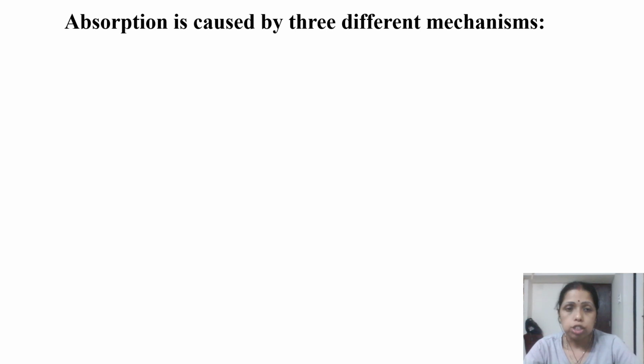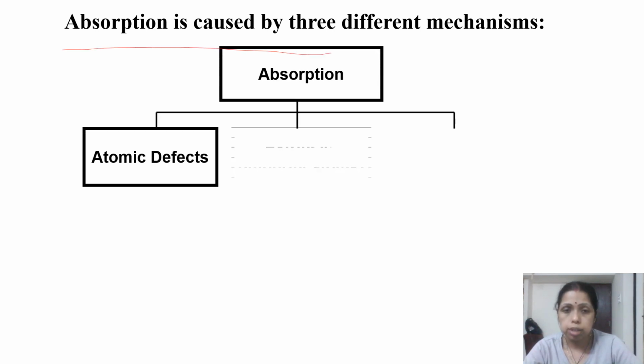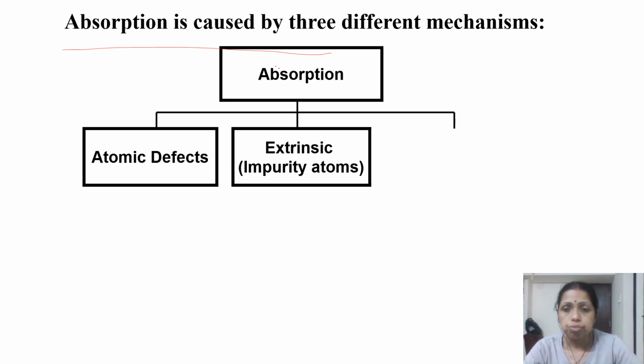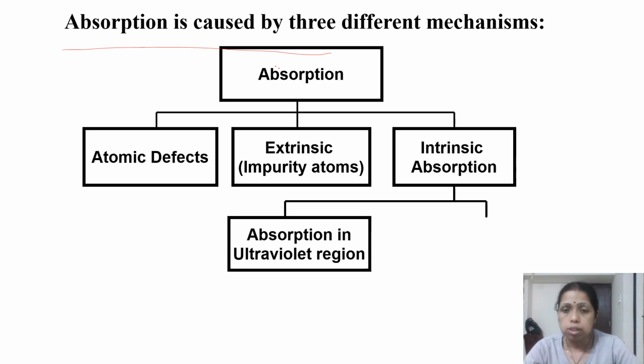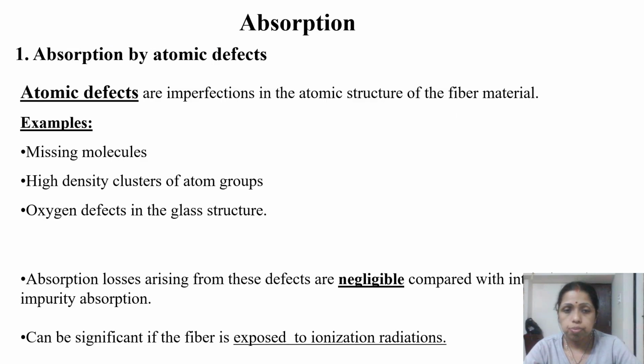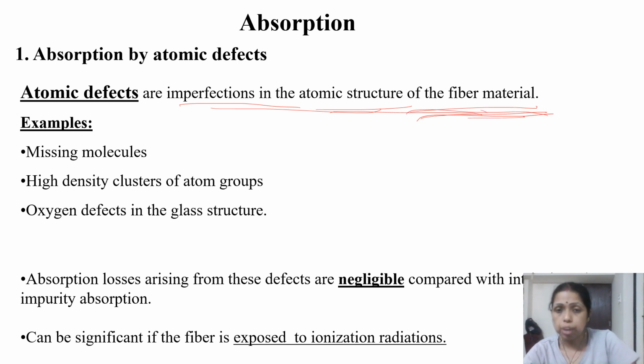Now come to the absorption. I told you the three concepts: intrinsic absorption, atomic level, and extrinsic absorption. Atomic level means there are some imperfections in the atomic structure of the fiber material. Whatever material is used for the fiber, if there is some defect in its atomic structure, some light can be absorbed by those atomic defects.